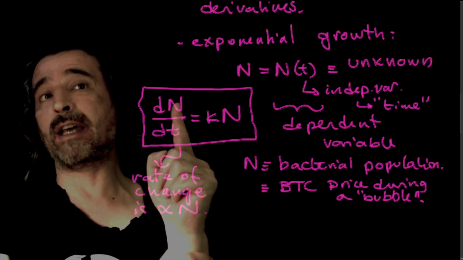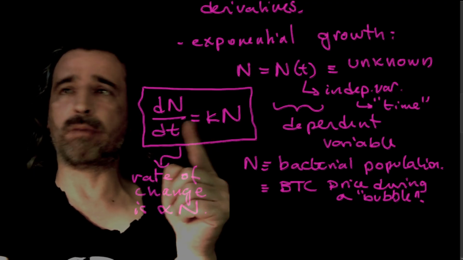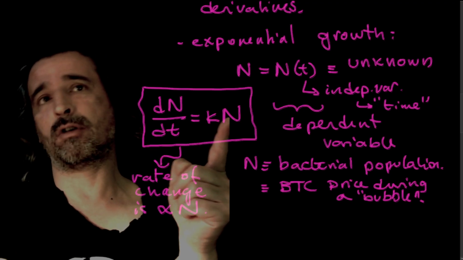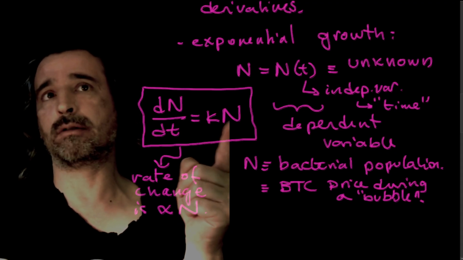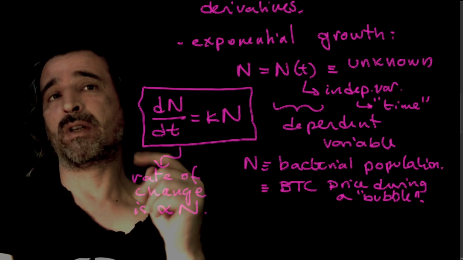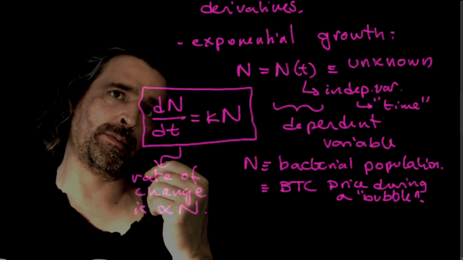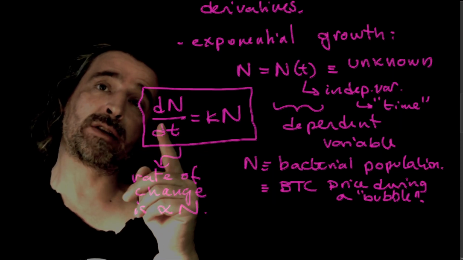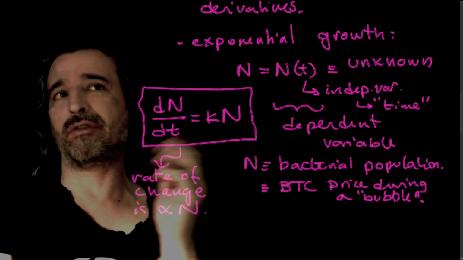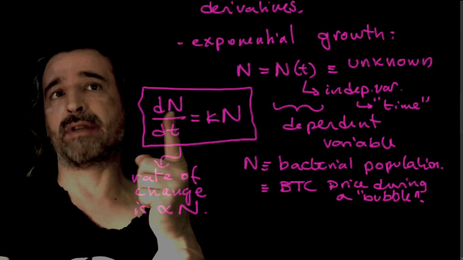Also, you can see that the n, which is the unknown function, appears all by itself. So you don't have n squared, you don't have log n, you don't have sine of n, it's just n, right? Those equations we call linear. So it's a linear first order autonomous ordinary differential equation. And you have this n here.